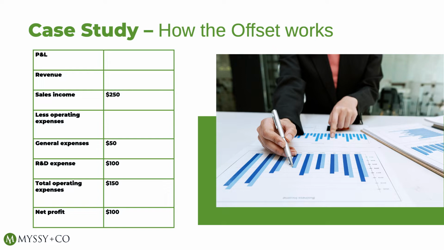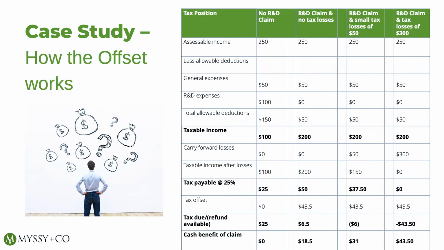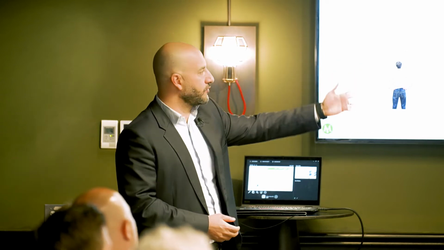Then when we come to the next slide, the first column is if there's no R&D claim. So the business has to pay 25%, which is $25. And then progressively going across, the final column is if the business is in a loss position. And you can see that the business, instead of paying $25, would get a refund of $43.50. So add some zeros, on their $100. So it's 43.5% of the $100.